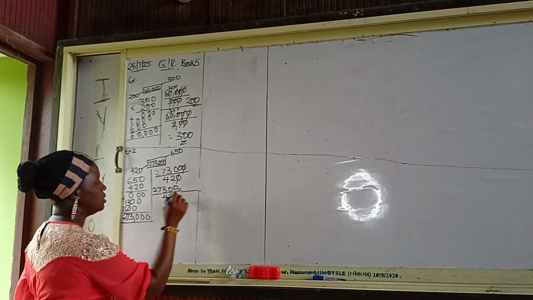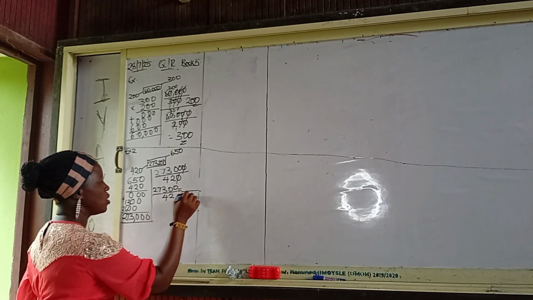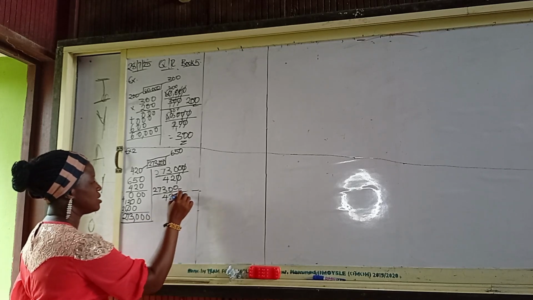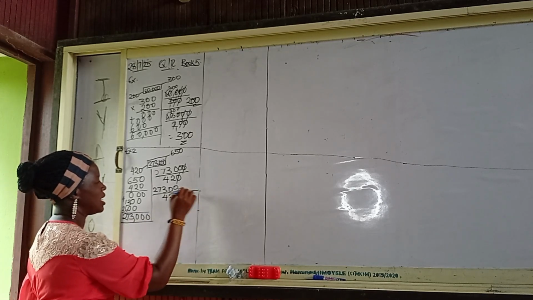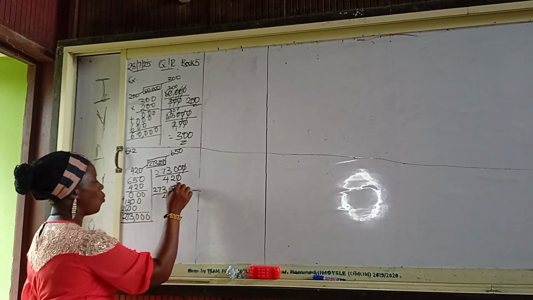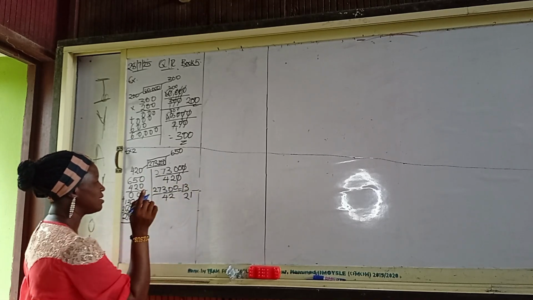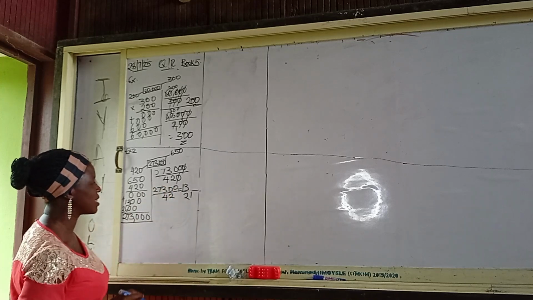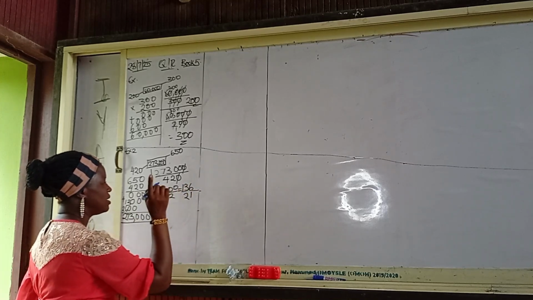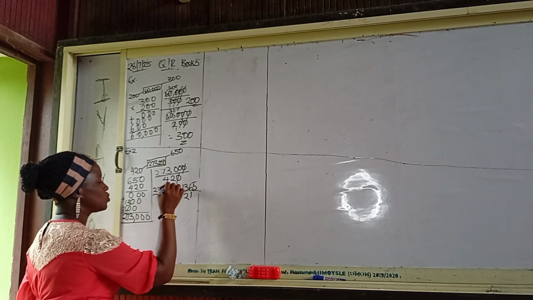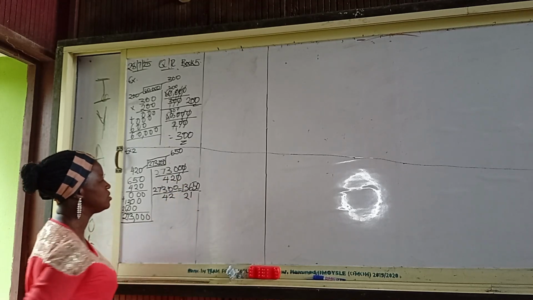2 in 4, that is 2. 2 in 1, that is 1. 2 in 4, that is 2. 2 in 2, that is 1. 2 in 2, 1. 2 in 7, that is 3, remainder 1. 2 in 13, that is 6, remainder 1. 2 in 10, that is 5. And 2 in 0, we have a 0 left.